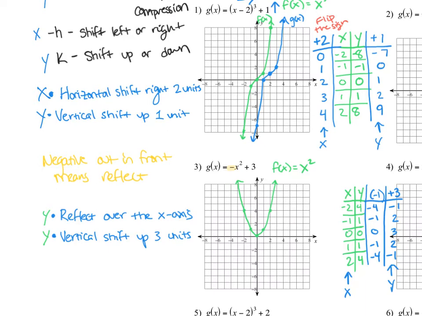So when we graph our points, we're going to have the point -2, -1. We're going to have the point -1, 2. Have the point 0, 3, 1, 2, and 2, -1. So we can see here that our graph was reflected and it got moved up. So this is our new function g of x. This was our parent function f of x.